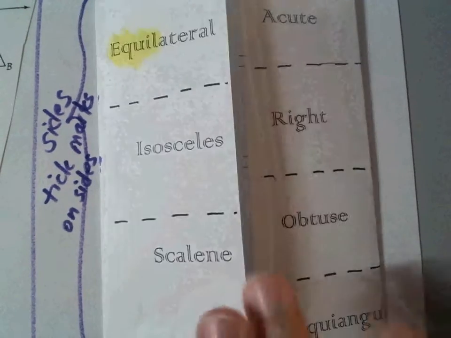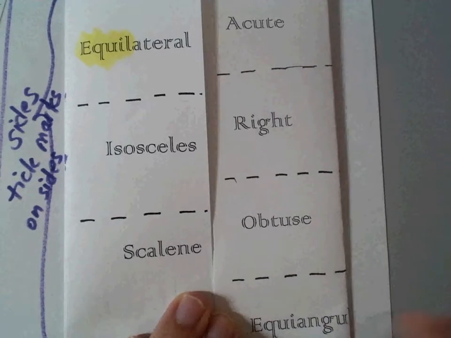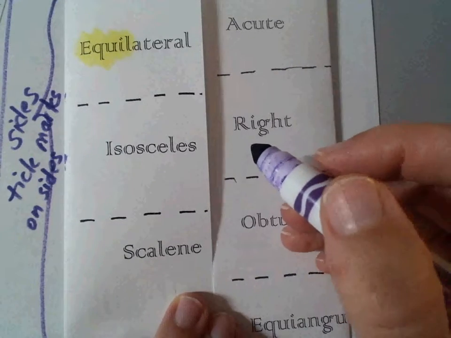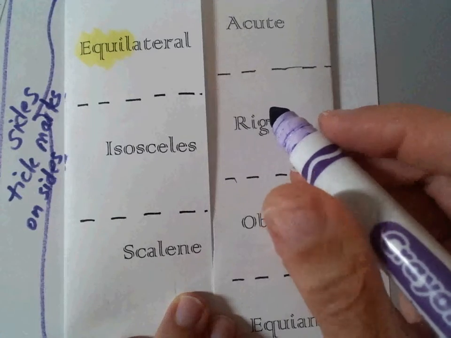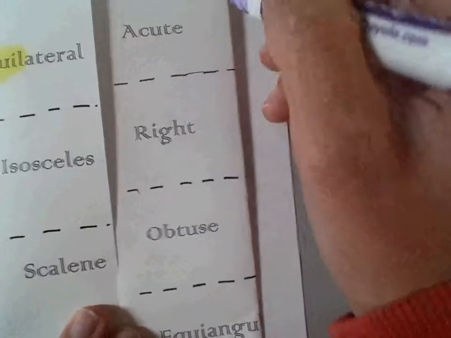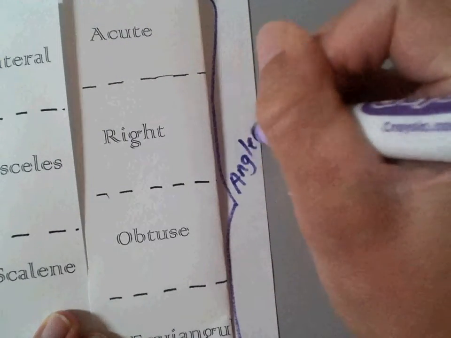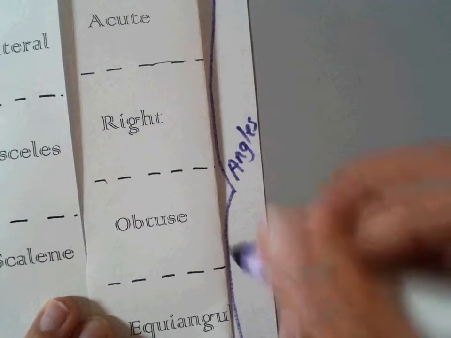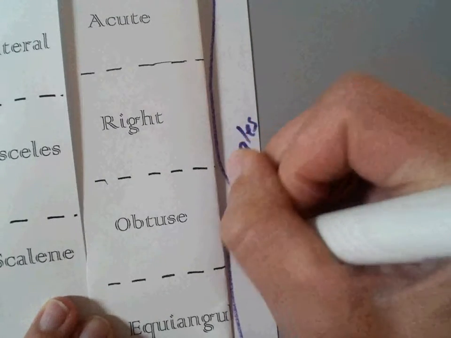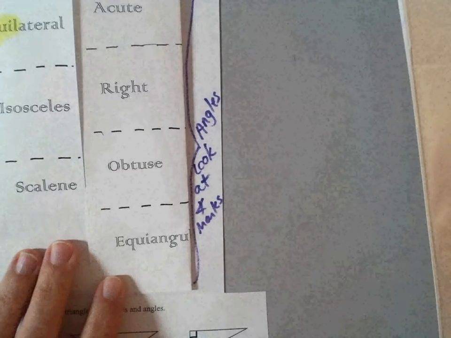Okay, now the other part is classifying by angles. So if you want to classify by angles, you're going to look at the tick marks where? Inside, right? The tick marks in the angles. So this is classifying by angles. That means you look at angle marks. So these words over here are all by angles. That means you look at angle marks.